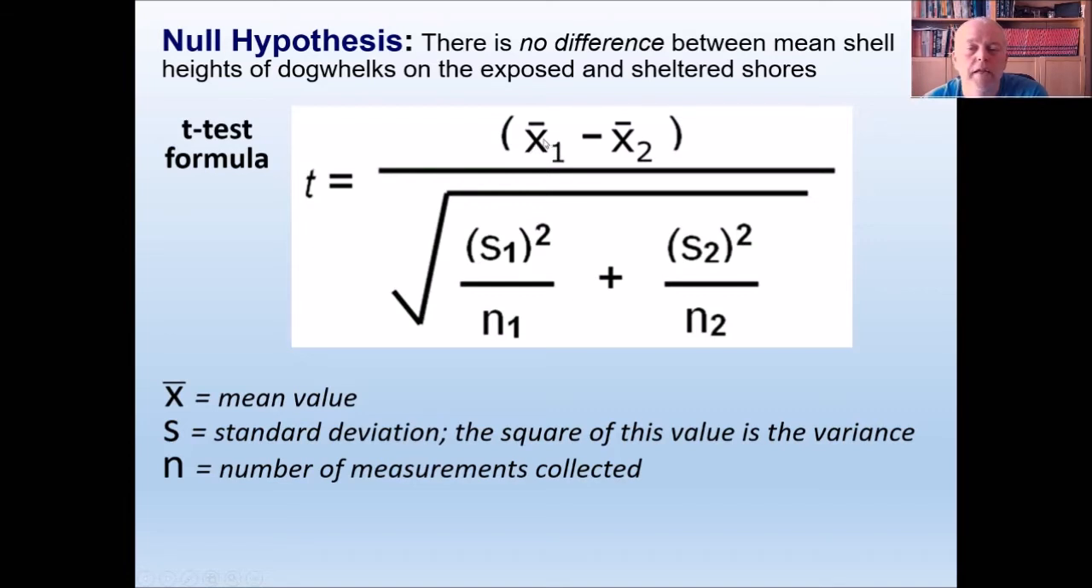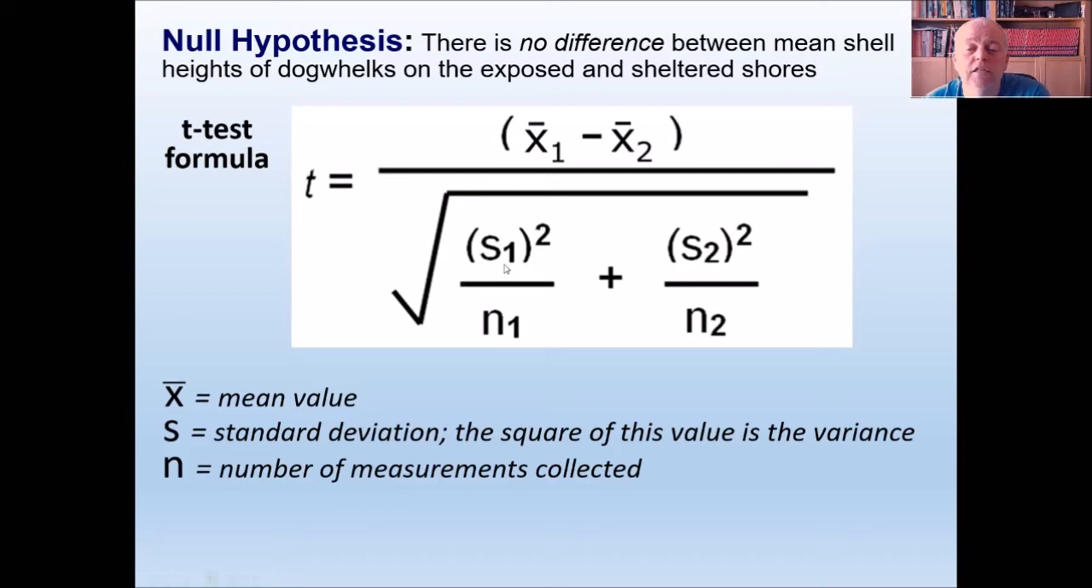And the number 1 means sample set 1, so the first sample of data, the first set of dog whelks from one particular shore, and the mean value for the second set of data for the opposite shore that we're going to look at. Then those values are divided by this S value and this n value. The S is the standard deviation. Now, we've looked at standard deviation previously, so you'll need to look back through your notes and remind yourselves how to carry out standard deviation, because you will need to do it.